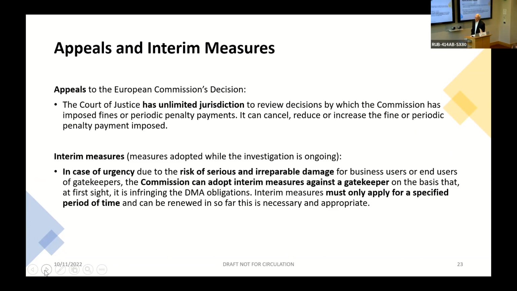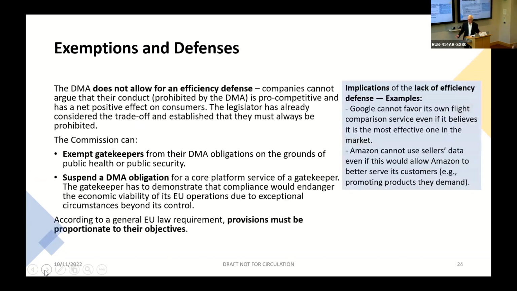So you can claim that there's a fundamental security issue at stake. And those are real: privacy issues, security of your technology. You can claim that your service basically can't exist, can't make any money. So those are defenses for certain of these obligations.